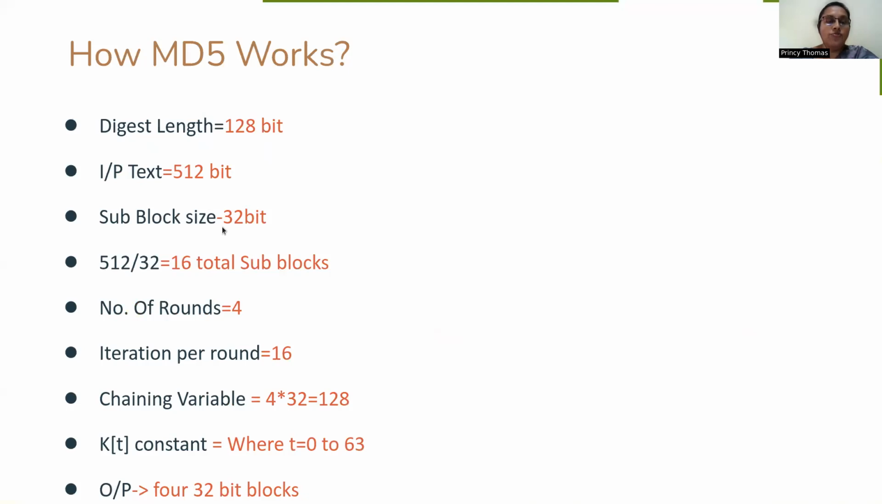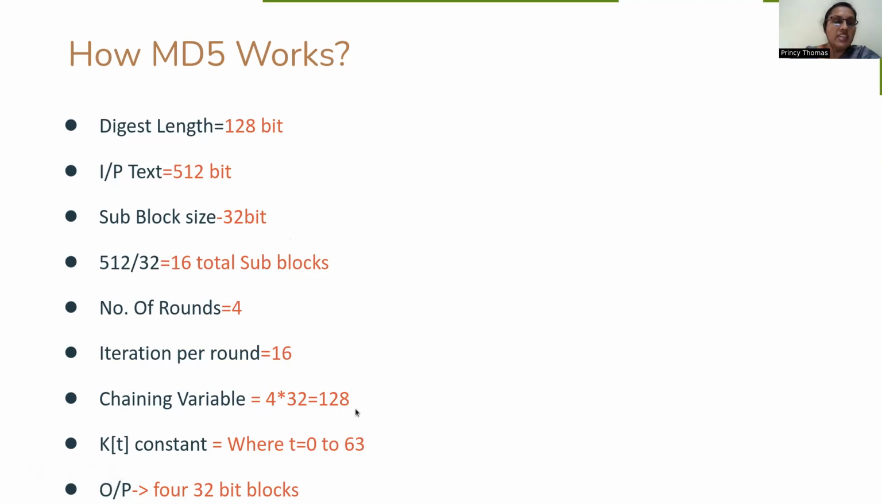Sorry, 4 rounds are there, but the number of blocks is 16. So 16 total subblocks will be there in each round. Then iterations per round: in each of these 4, there will be 16 iterations for each subblock, and then the chaining variable is 4 into 32. So the total of these 32 bits will be changed. So there will be 4 into 32, 128 chaining variables.